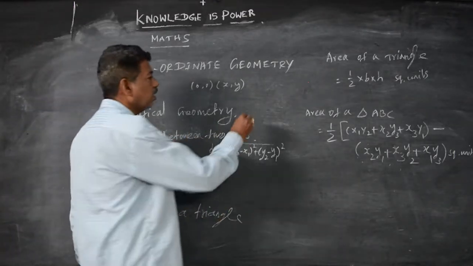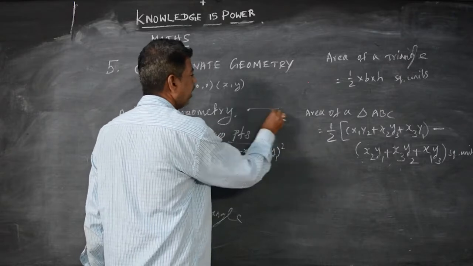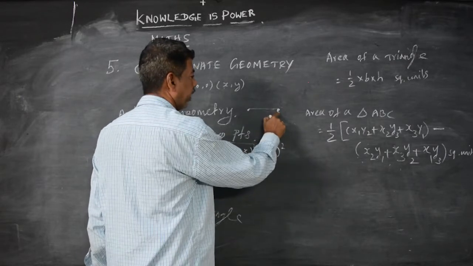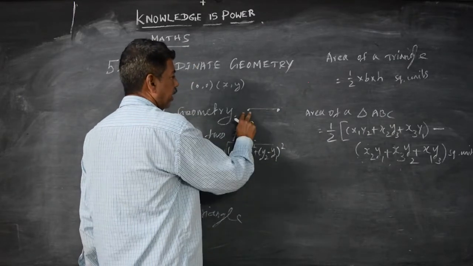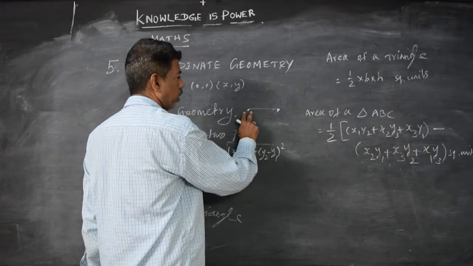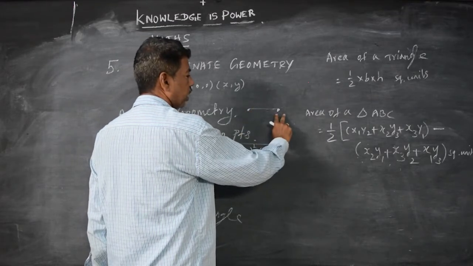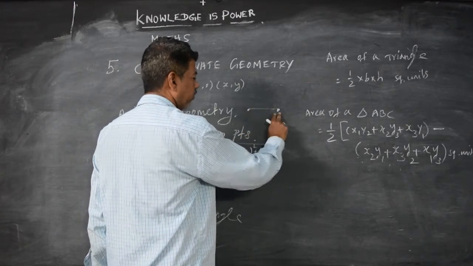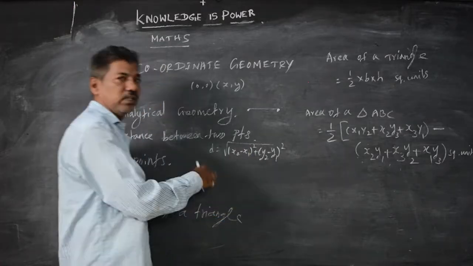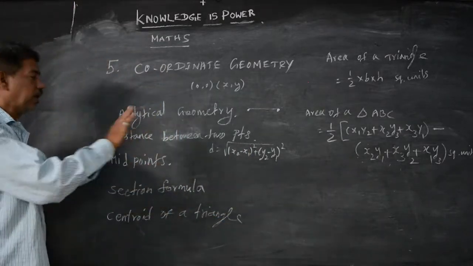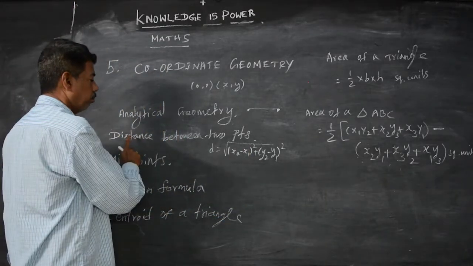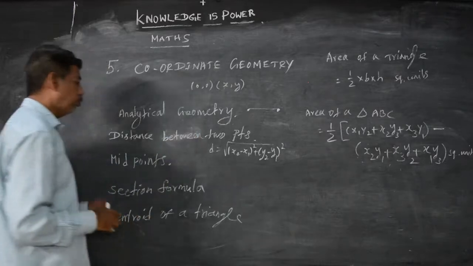There is a line, and two points are given on that line, and we find the distance between them. The points given are x1 y1 and x2 y2. So we are finding the distance for this. We studied this basically last year, the first topic, distance between 2 points.